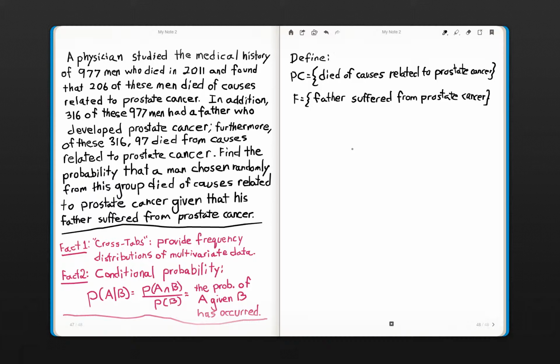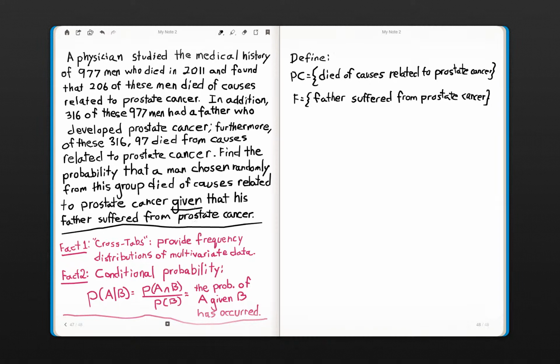And we are to find the probability that a man chosen randomly from this group of 977 died of causes related to prostate cancer, given that his father suffered from prostate cancer. At the first reading, it does seem a little overwhelming, at least it does to me. There's a lot of numbers up here, and the final question asks for the probability that a man chosen randomly from this group died of causes related to prostate cancer, given. It's very important to understand that it's given that his father suffered from prostate cancer.